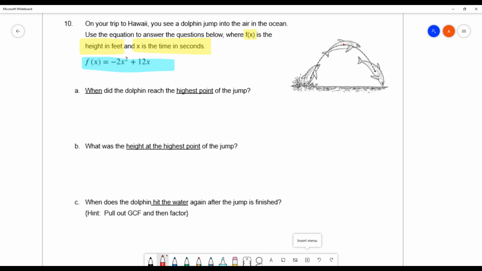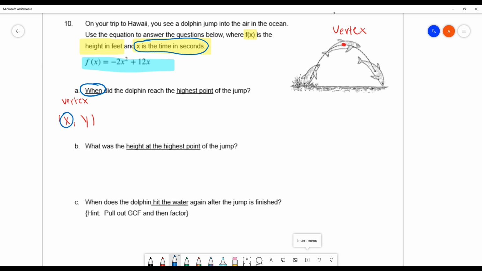If I look at this right here, the highest point is going to be the vertex. So for this problem, I'm going to need to find the vertex, and that's going to be a point, an xy. I need to figure out which one it's asking for, the x or the y. The key word here is when. We're told that x is my time in seconds, so for when, I need to find x.